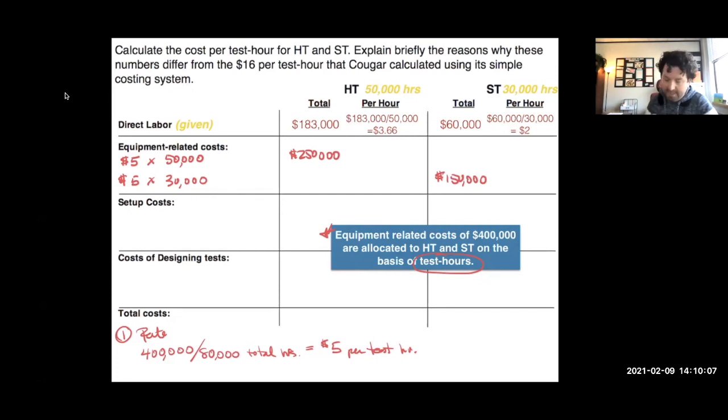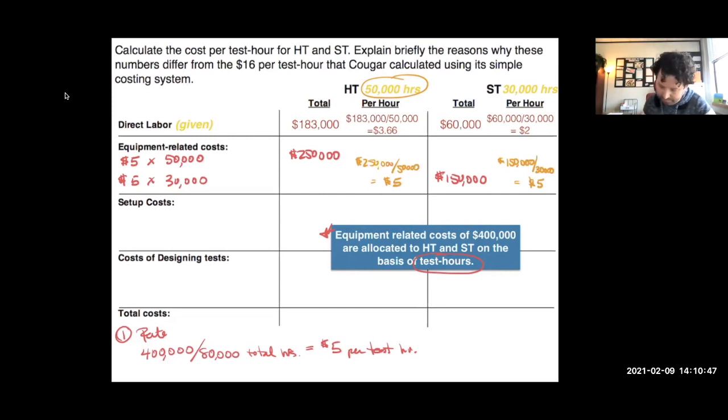Now we need to get our per hour number. So again, the 250 divided by the 50,000 hours, whatever that happens to be. And in this case, it's actually the same as the rate because the test hours is our allocation base. But that's not always going to be the case, particularly with these next two. Okay, so that's not always going to be the rate number. And then we're going to do the same thing over here, $150,000 divided by the total hours, and that's $5 still.